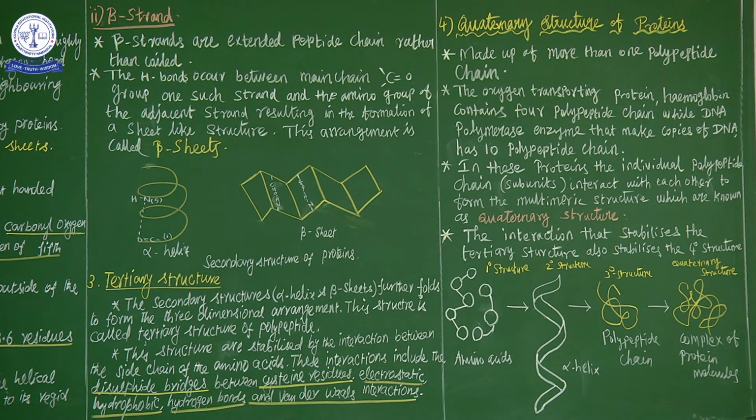So the quaternary structure is made up of, that means the proteins are made up of more than one polypeptide chain. Alpha helixங்கிறது single polypeptide chain இருக்கும், but beta strand அப்படிங்கிறது என்ன இருக்கு, more than one polypeptide chain. Two polypeptide chain present ஆயிருக்குன்னு சொல்லியிருக்கும். So made up of more than one polypeptide chains are present.